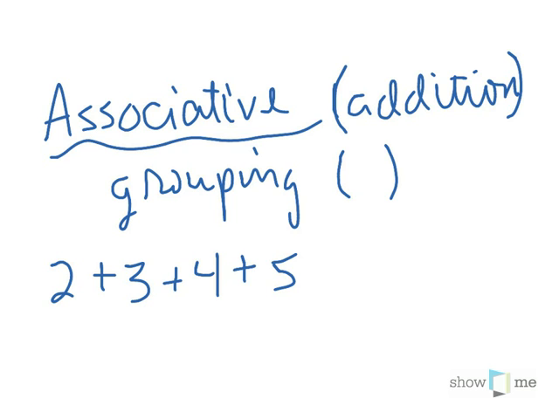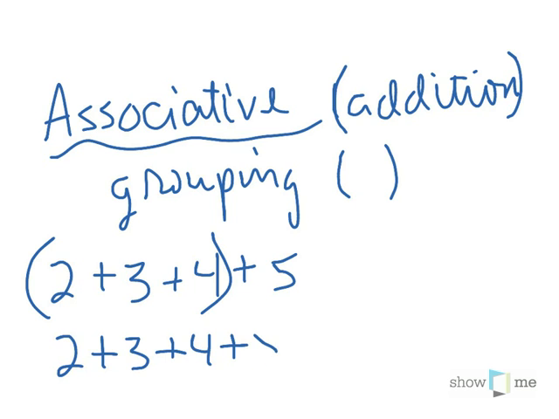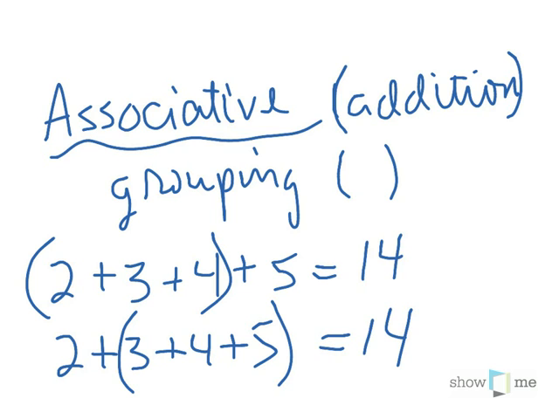matter. So I can associate the 2, the 3, and the 4 together, or I can have the same group of numbers, but associate the 3, the 4, and the 5 together. It does not matter how I associate them together. My answer will be 14 in both of these associations. So that's the associative property.